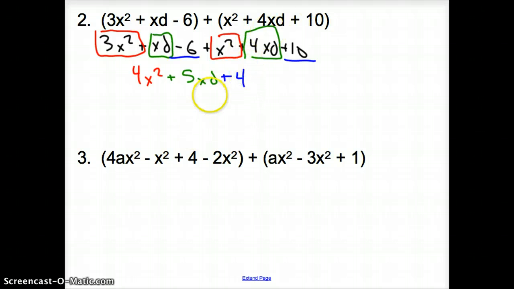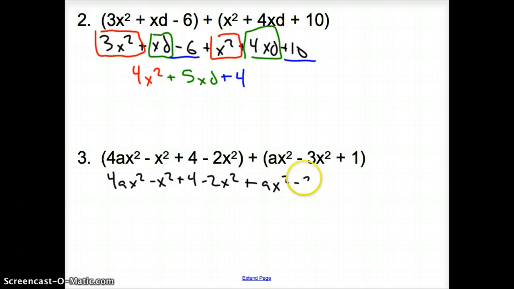Moving on to 3. Again, go ahead and rewrite it with that plus sign. So it's 4ax squared minus x squared plus 4 minus 2x squared plus ax squared minus 3x squared plus 1. So let's go ahead and find all our terms, starting with ax squared. Do I have any more ax's squared? I have an x squared, but there's no a, so it's not the same thing.